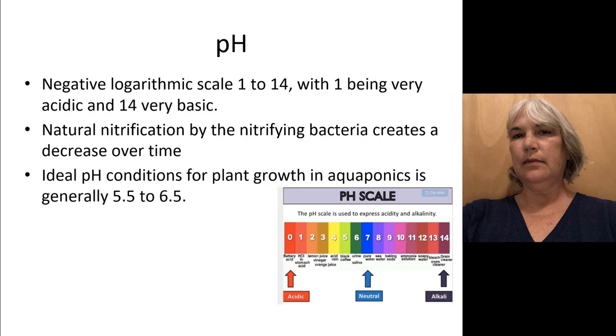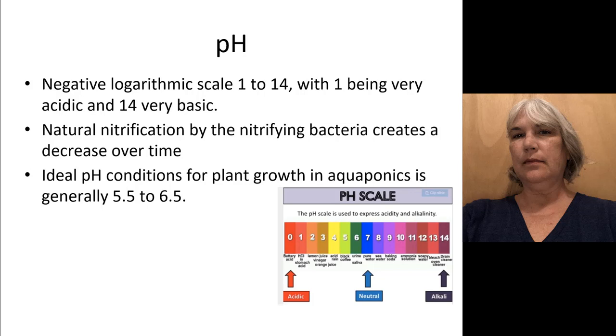pH, or the potential of hydrogen. Very simply, it's a logarithmic scale from 1 to 14. Freshwater is 7, which is neutral. Anything below 7 is considered more acid, and above 7 is considered more basic. And just by the nitrogen cycling in our aquaponic system, over time they create a decrease in pH. Plant growth for aquaponics is usually standard between 5.5 and 6.5. Therefore, you need to pick a fish species that can withstand that pH range.